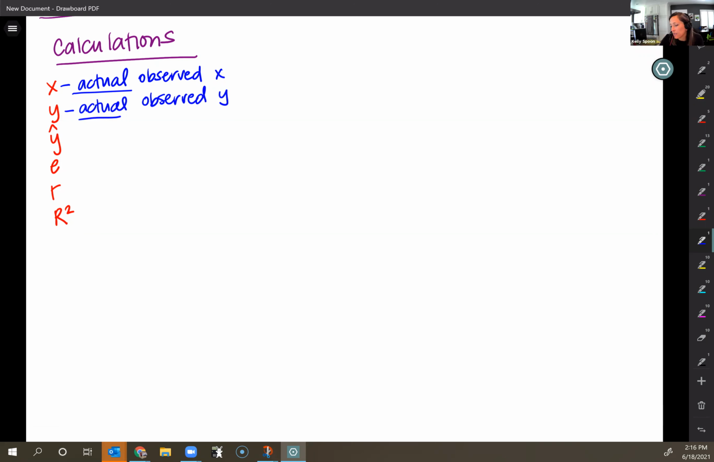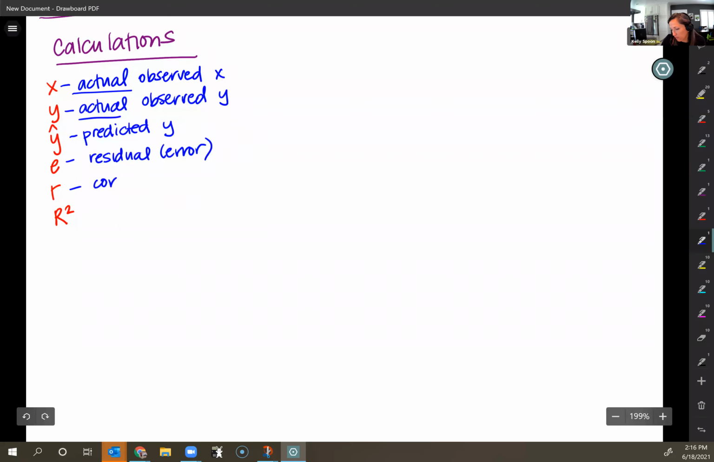They don't have hats. Our Y hat is our predicted outcome or response, our predicted Y. E is, oddly enough, our residual. This stands for our error. R is that correlation coefficient. And R squared is that coefficient of determination, or percent of variability explained.